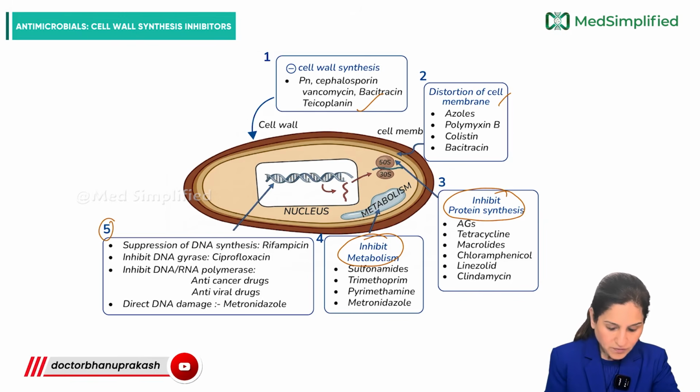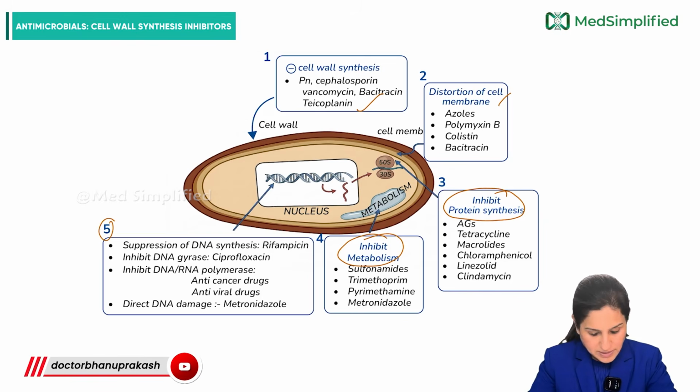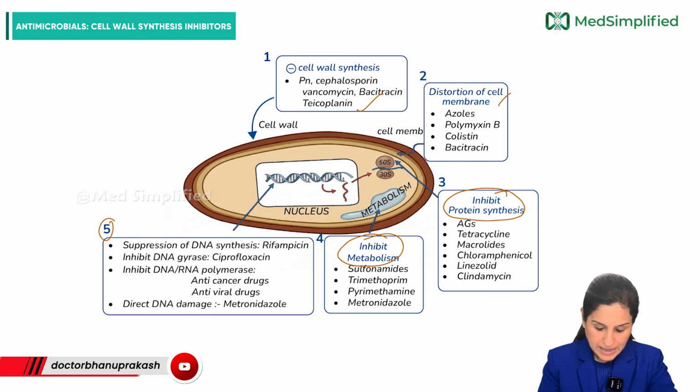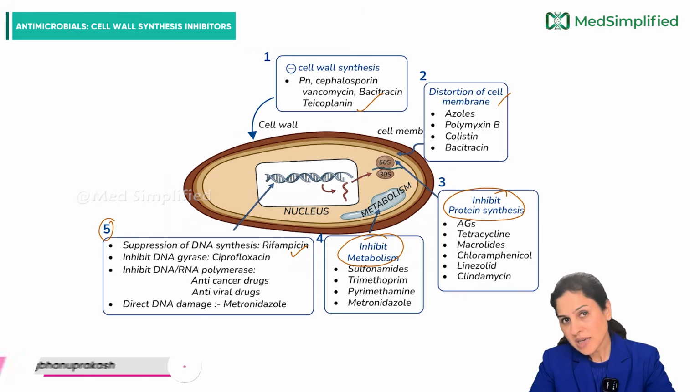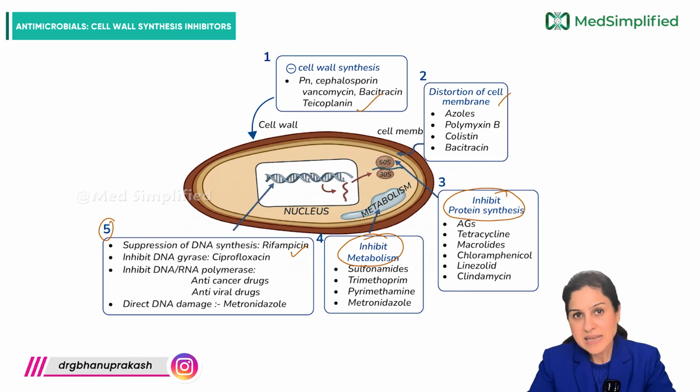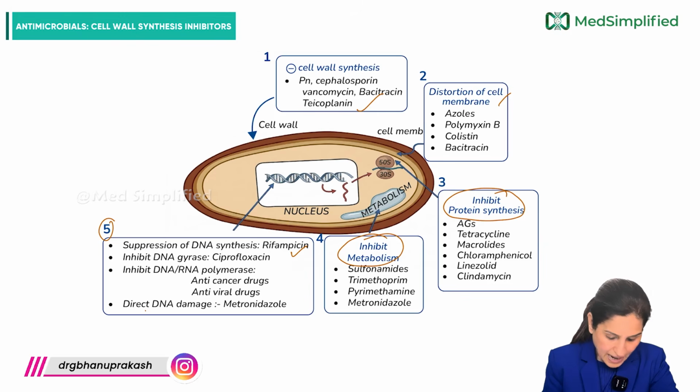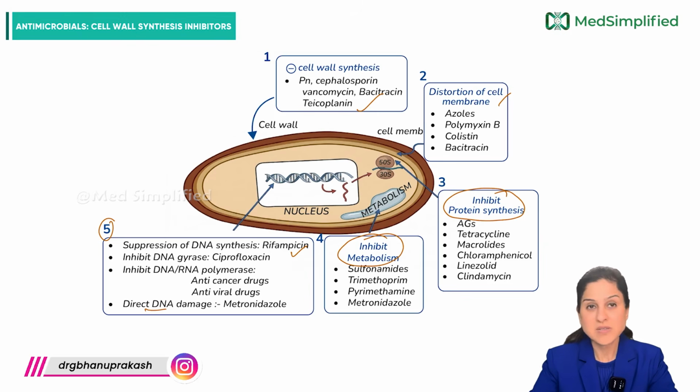Then we have the other mechanisms, for example, suppression of DNA synthesis, as by rifampicin, inhibition of DNA gyrase by fluoroquinolones, inhibition of DNA or RNA polymerase by anti-cancer and antiviral drugs, and the drugs which directly cause DNA damage, like metronidazole.